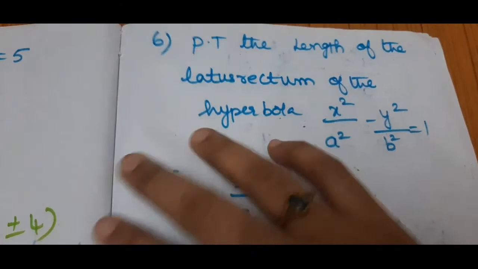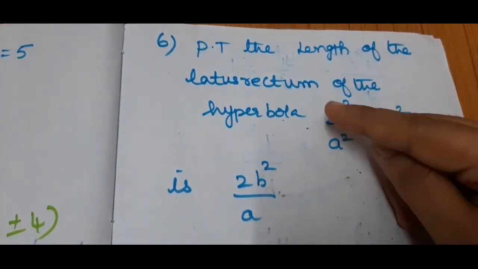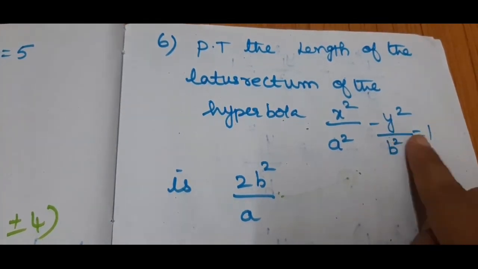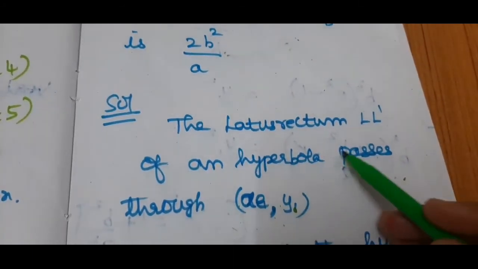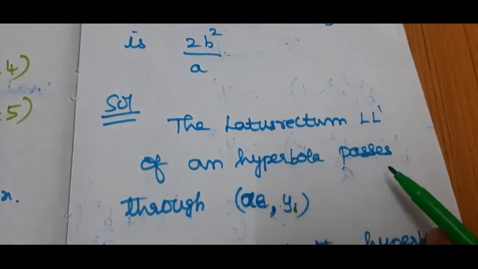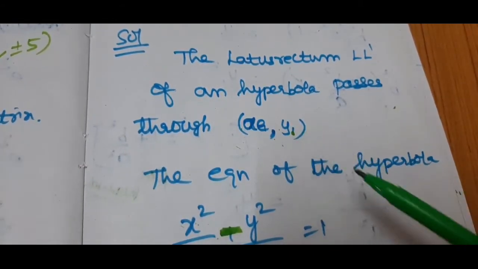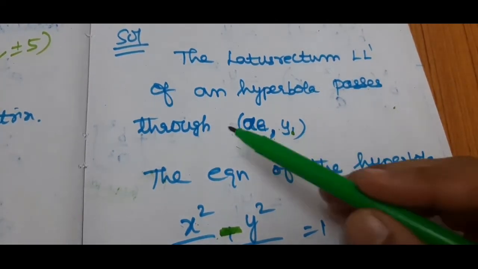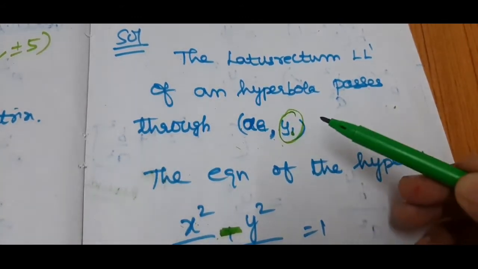Now the sixth question is, prove that the length of the latus rectum of the hyperbola x square by a square minus y square by b square is equal to 1 is 2b square by a. The latus rectum L dash of the hyperbola passes through (ae, y1). That is, the latus rectum passes through the focus.